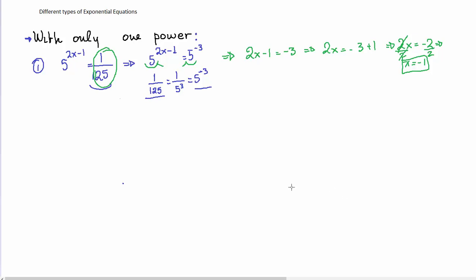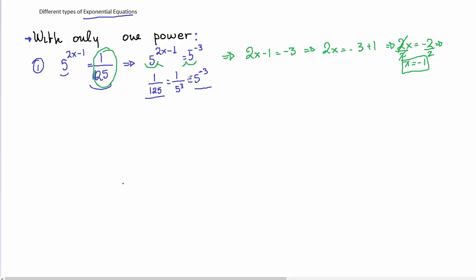We have already worked on and experimented with examples of exponential equations where we have only one power on one side of the equation, but on the other side we have a number. The example that you see on the screen is an example where we have 5 on the left side and 1 over 125 on the right side.